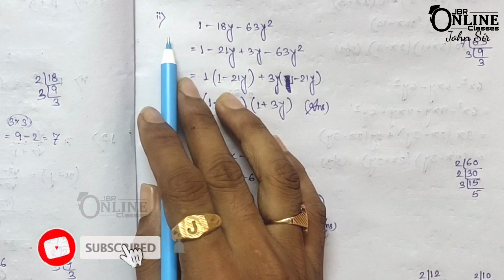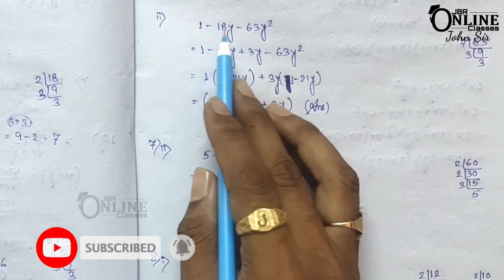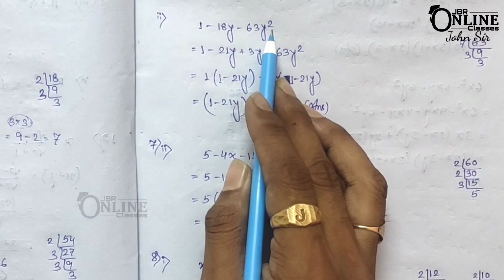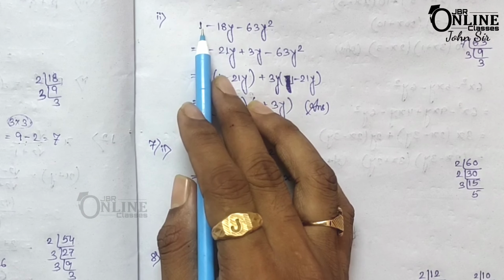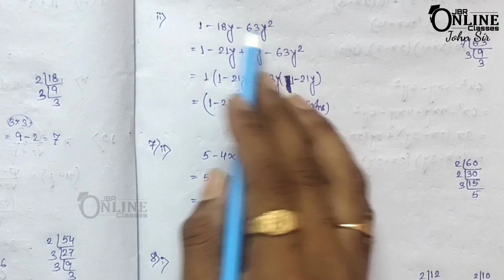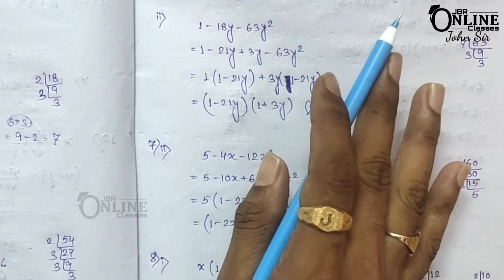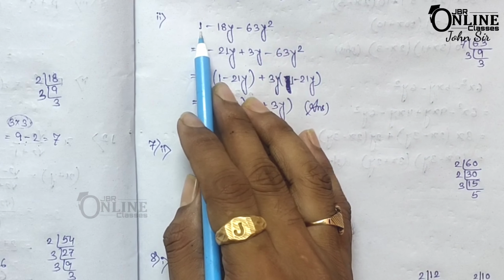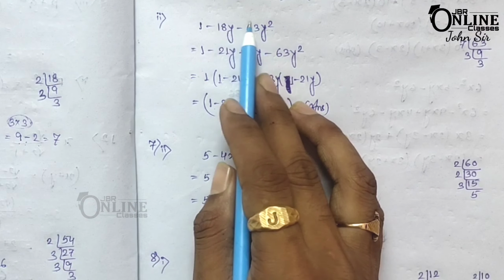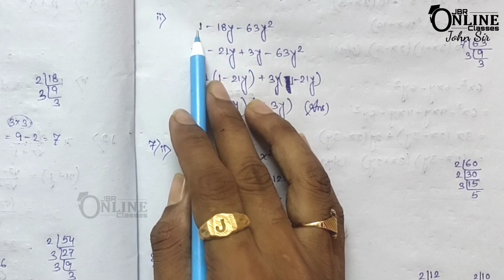Now sum number 6 2: 1 minus 18y minus 63y square. Here the constant and the y square term just change their places. So no need to worry, the process will be the same. First you have to multiply the coefficient of y square with the constant term.